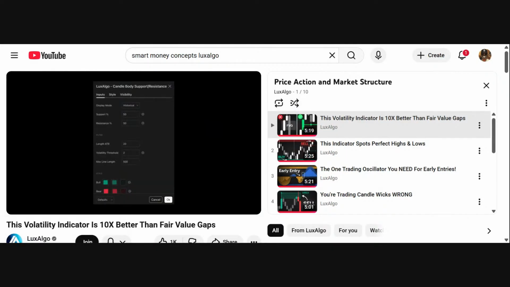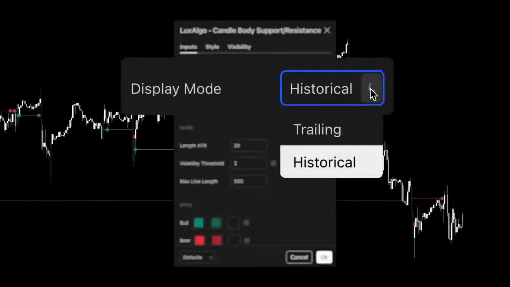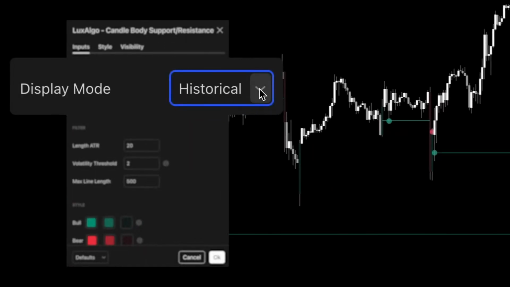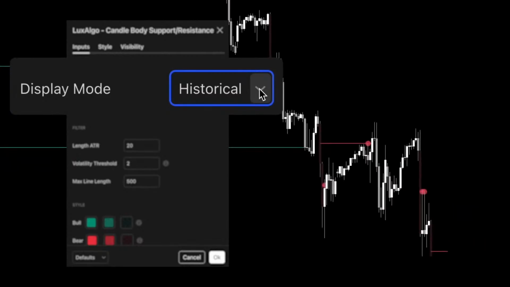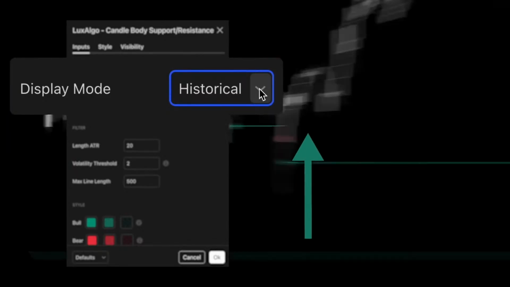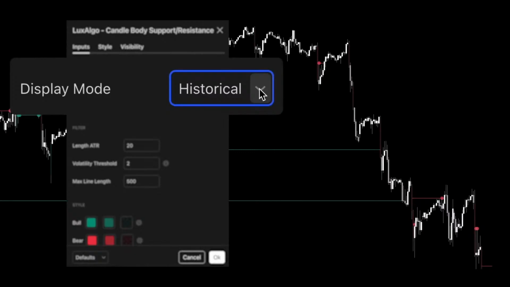Now, if you open up the indicator's settings, you'll find some interesting customization options, starting with the ability to switch between historical and trailing display modes. In historical mode, which you've seen so far, the indicator draws a separate line from every high volatility candle. Each time price retests one of these levels, it marks the interaction with a dot. This mode gives you a detailed history of how price has respected or rejected past volatility zones.